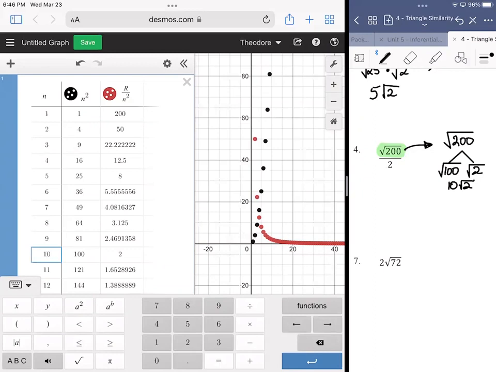But now it's part of a fraction, right? So what I would do is replace this radical with this new simplified form. So I'm looking at 10 radical 2 over 2, right?